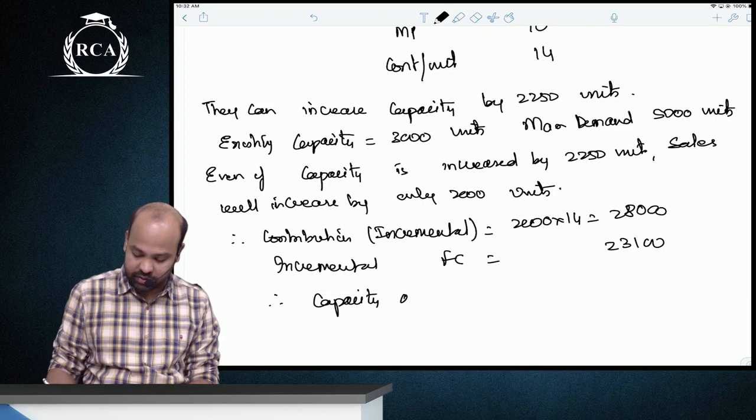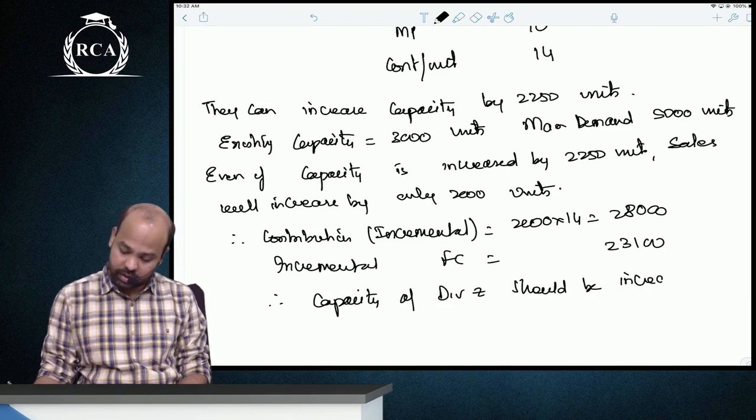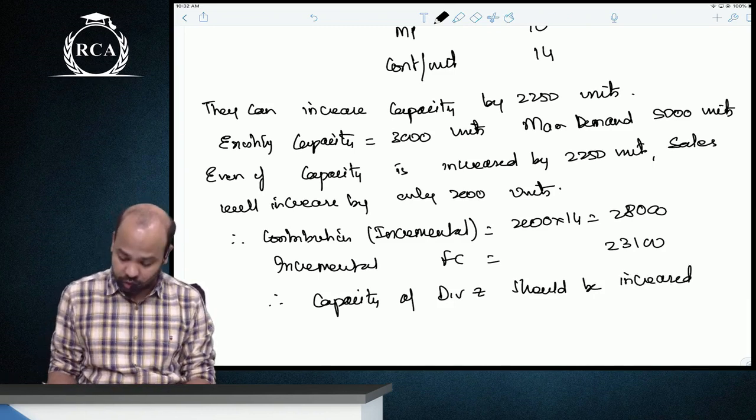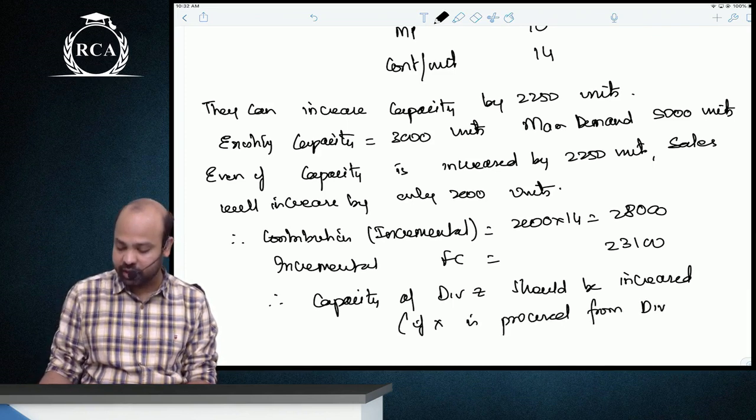Capacity of division Z also should be increased. This is depending on whether X is procured from division X, or what if X is not procured from division X? We will see later, don't worry.